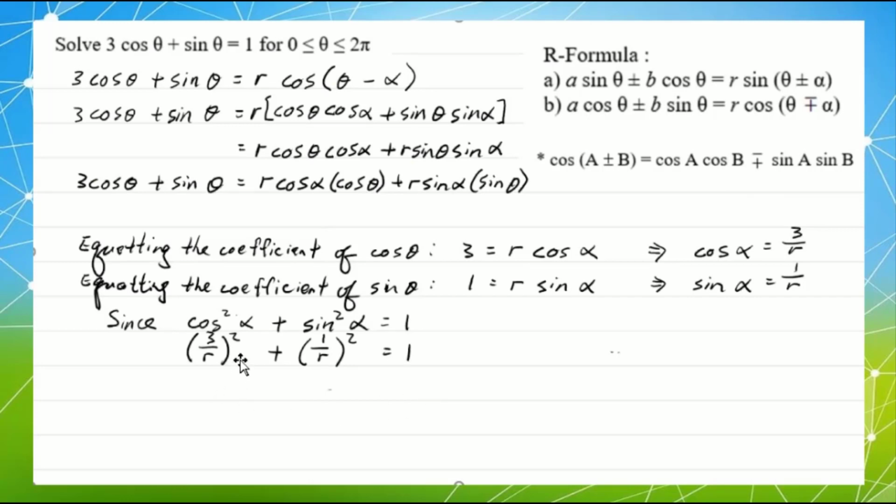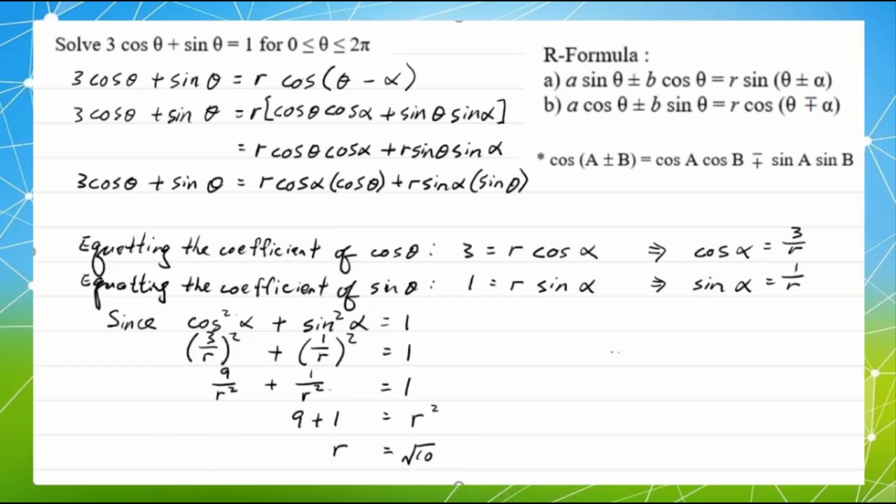Now we try to simplify. That is 9 over R squared plus 1 over R squared, which is equal to 1. So when we cross multiply, 9 plus 1 is R squared. Then R is equal to square root of 10. So here we take the positive square root of 10. We don't take the negative square root of 10 because we know that R is a positive value.